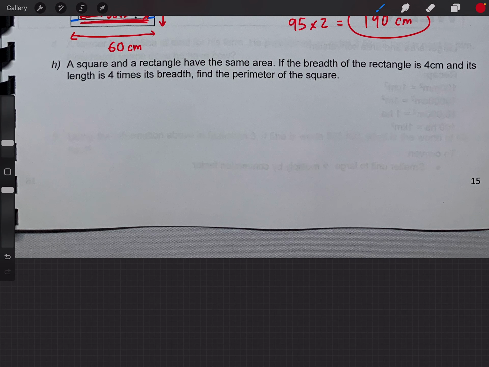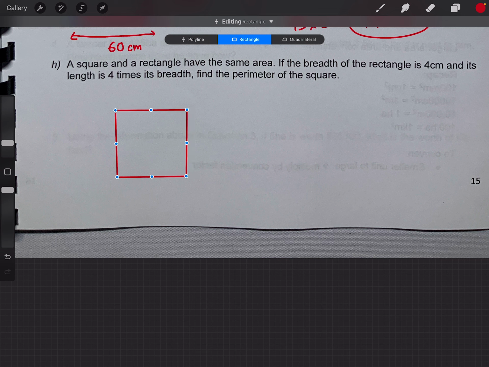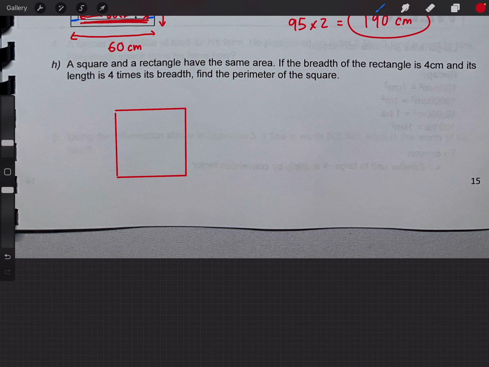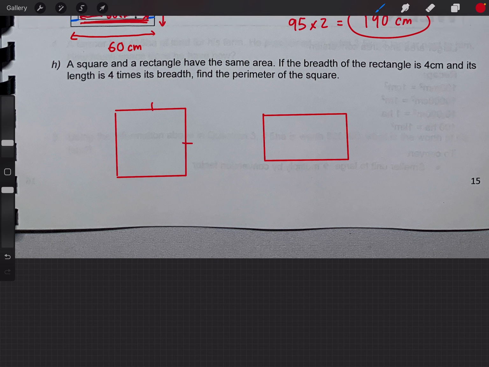Question H. A square and a rectangle have the same area. So imagine you have two shapes. Hopefully I can turn this into a square. Nope. That's fine. That looks about right. And you have a rectangle. Something like that. And these have the same area. This is a square, so let's make sure we know it's a square by marking the sides, they're all the same.